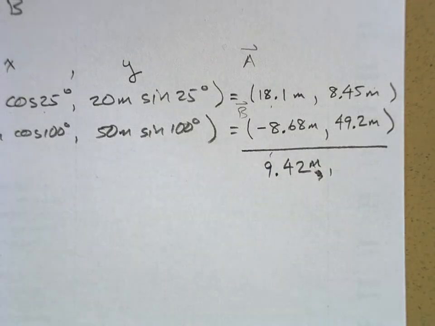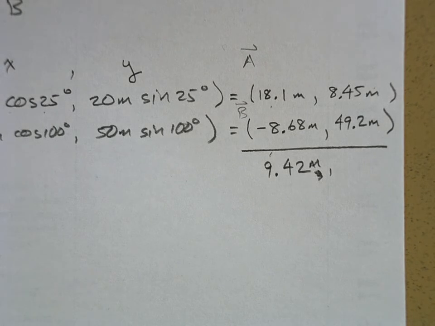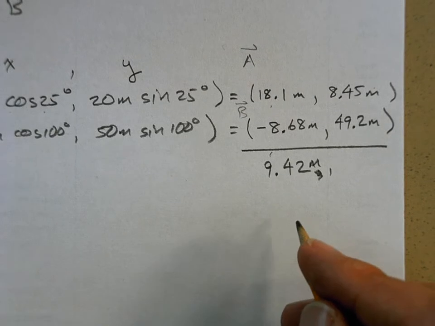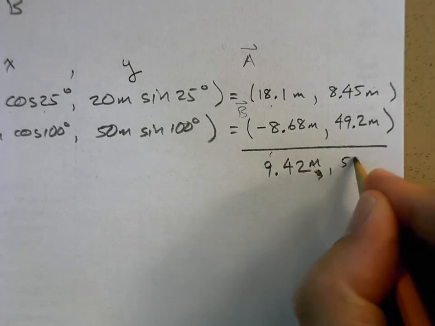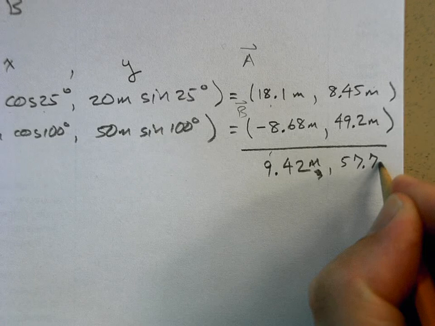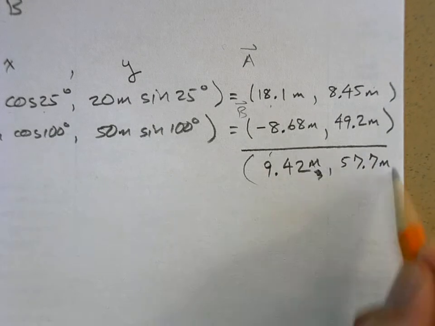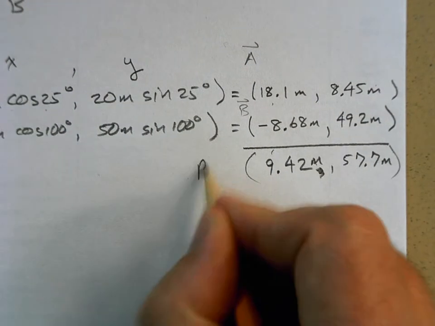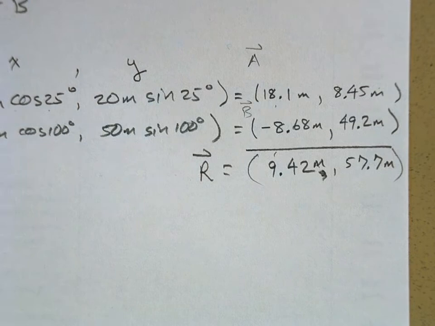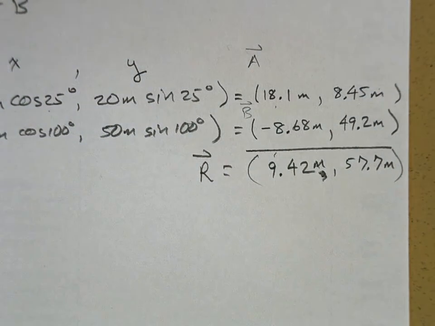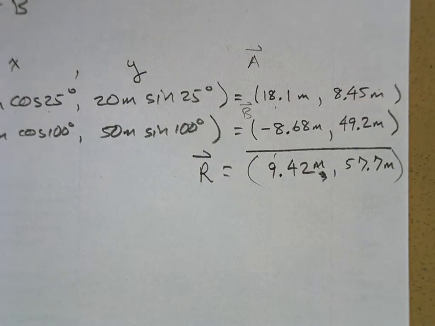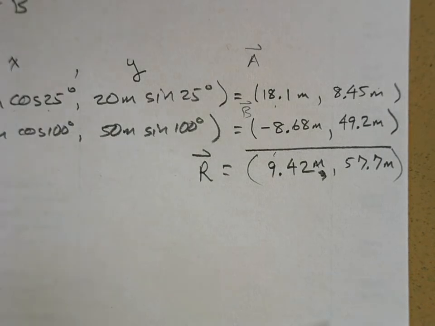And then 8.45 plus 49.2 equals 57.7 meters. Now, this is my result. That's my resultant vector in rectangular coordinates. Now, I'm just going to convert those back to polar coordinates.